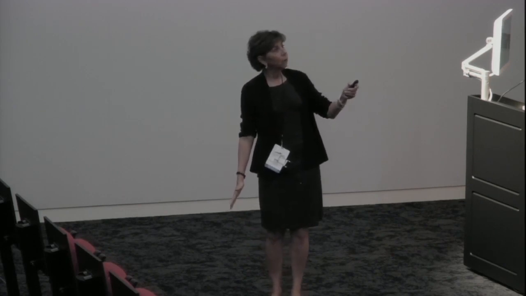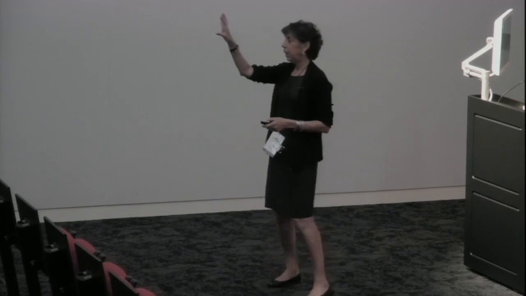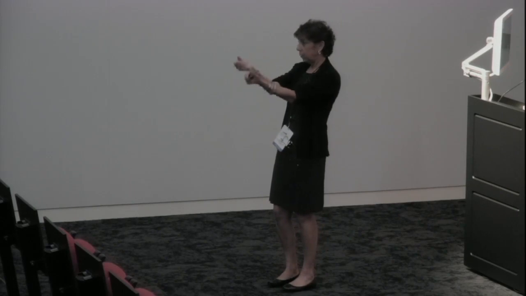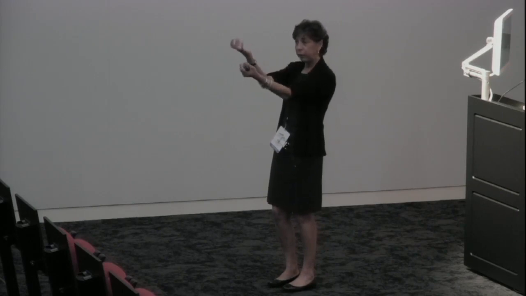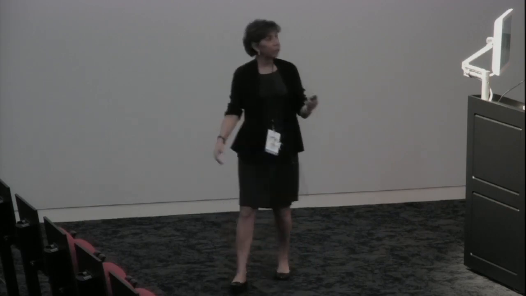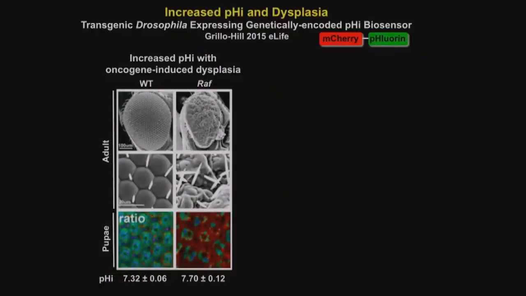And then we fuse it to mCherry, which has a pKa of 4, and the fluorescence isn't going to change in the cytosol. And so that now is normalized. The fluorin signal is normalized to mCherry to tell us how much probe is there or expressed. Okay, and so as proof of principle, we expressed in the Drosophila eye epithelium oncogenic RAF, which is just downstream of RAS. We get a dysplasia, and by ratiometric imaging, a much higher pH than normal cells.